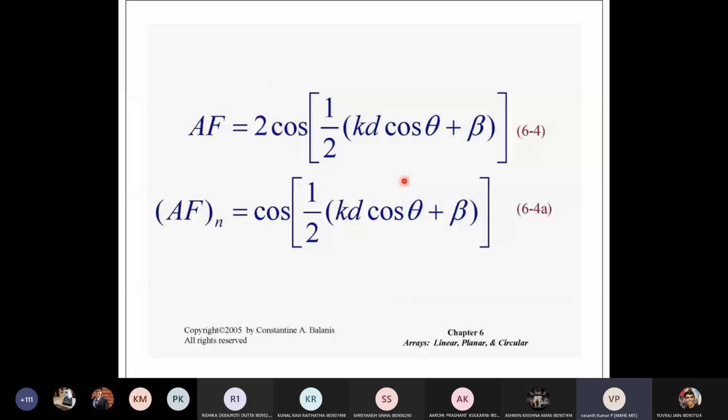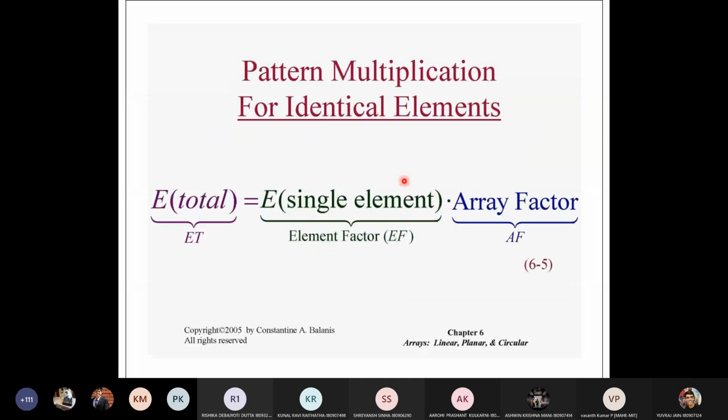Array factor is given by this. Pattern multiplication for identical elements: E total is element factor into array factor. Okay, is it understood till now?